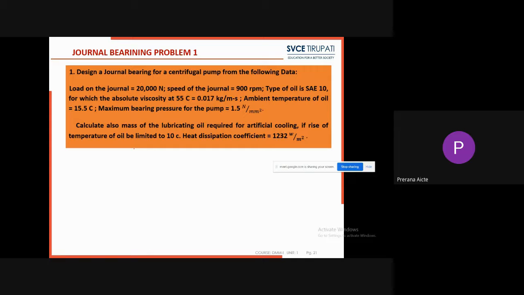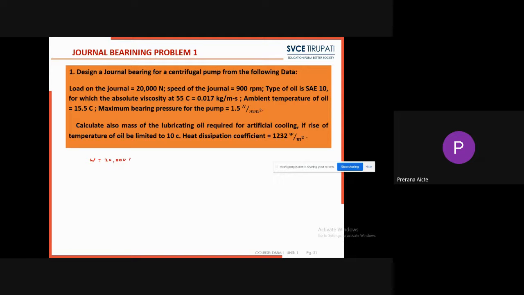So from the problem itself, first you clearly understand what variables they will give. First one, load. Load means what? We can call it P or W. P means pressure. Load means W. That is called W is equal to 20,000 newtons. It is called the load on a bearing or journal.